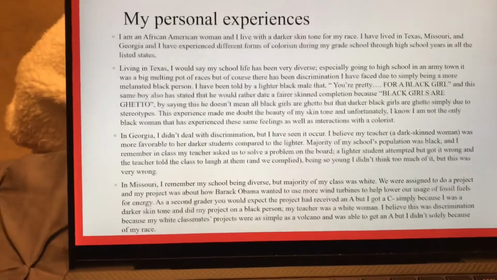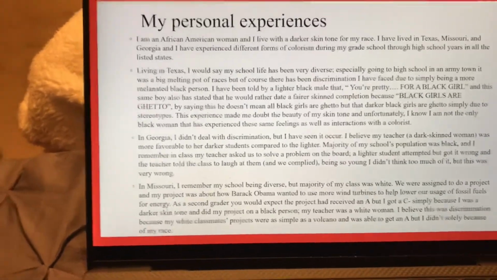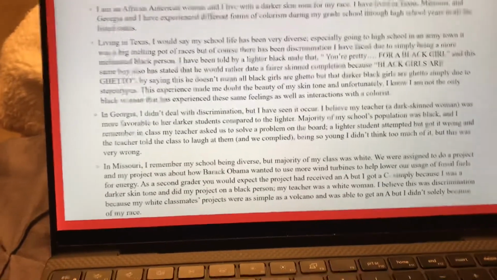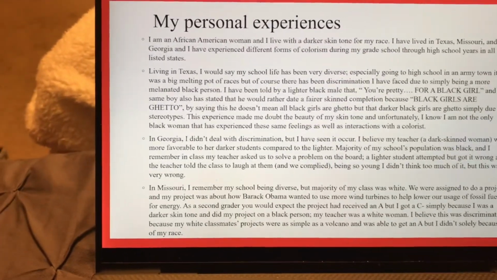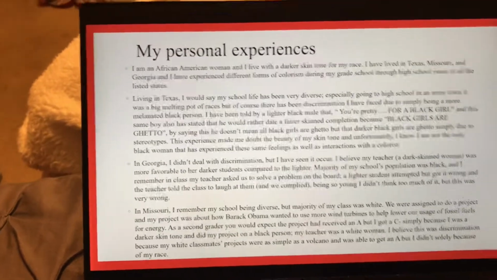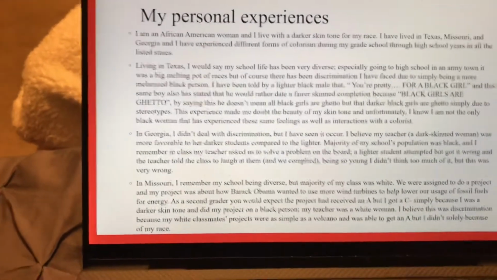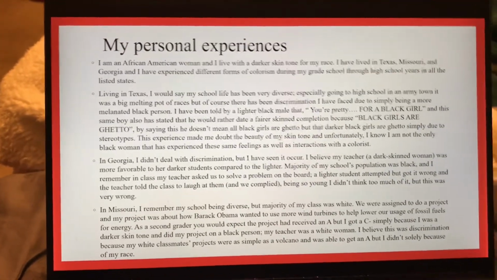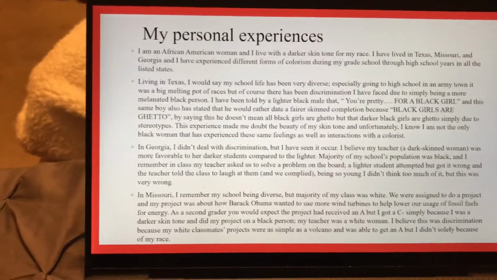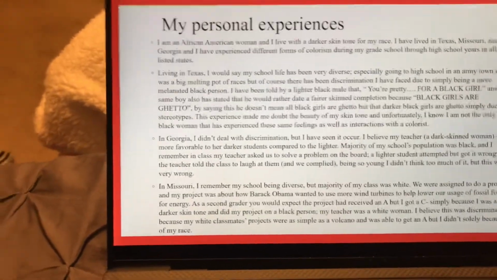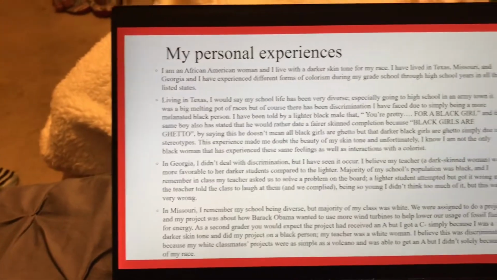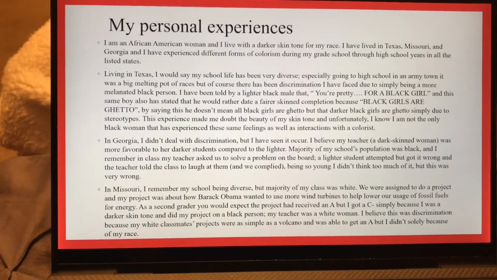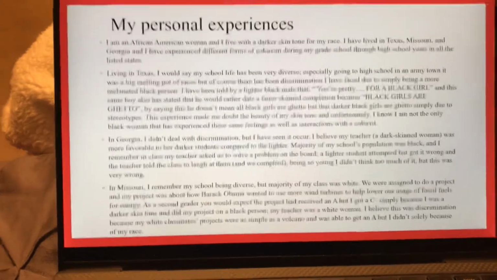In Georgia, I didn't personally get discriminated against in elementary school, but I felt like my dark-skinned teacher showed more favor to the dark kids. The majority of my school was black, but there were a few light-skinned as well as white kids. I remember one time she had asked us to help her with a problem on the board, and one of the lighter-skinned students tried it and got it wrong, and she told us to laugh at them, and we all did. Looking back on it, it was wrong, but at the time I didn't think too much of it.